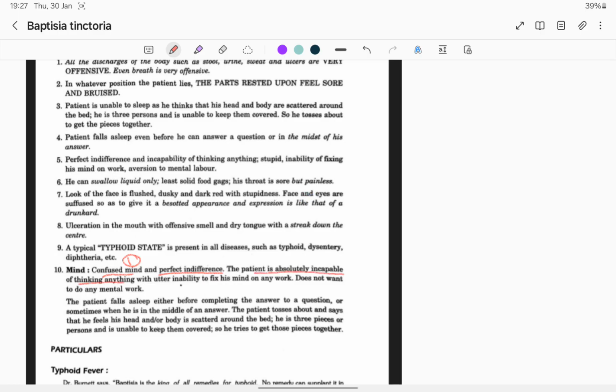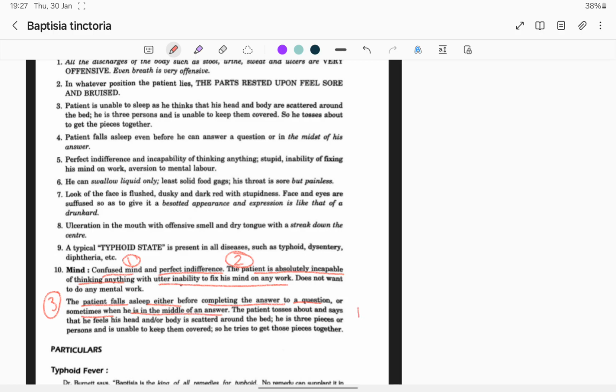Nowhere does the mind stay fixed. Averse to mental exertion. Doesn't want to do any mental work. This is the second mental symptom. The third one: the patient falls asleep either before completing the answer to the question or in the middle of the answer.